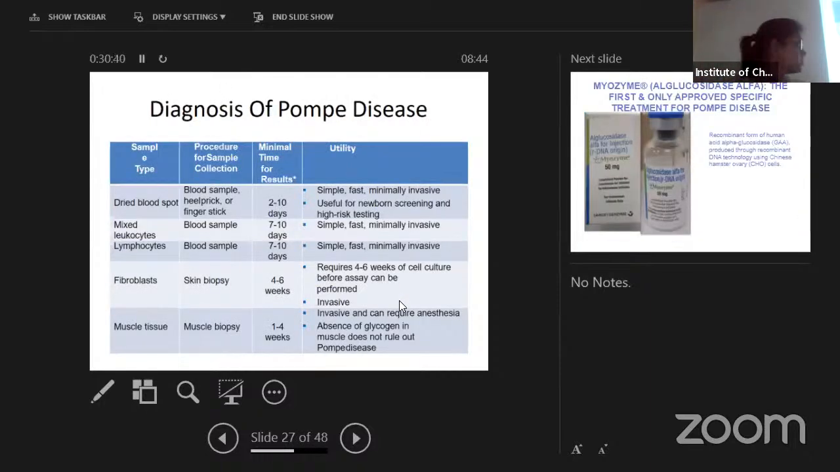So, diagnosis of Pompe disease is important, and newborn screening helps us to diagnose Pompe disease early. But other tests like enzyme assay activity on lymphocytes we can also do. But for accurate enzyme assay activity, it is seen in skin fibroblasts, but it is an invasive test and requires 4 to 6 weeks. It is also confirmed by muscle biopsy, but absence of glycogen in muscles does not rule out Pompe disease.